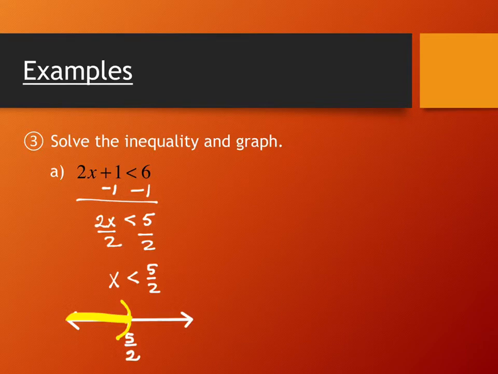Well, it starts on the far left, which means negative infinity. We always put a parenthesis on the infinities. Where does the shading end? 5/2. And will we end with a parenthesis or a bracket? A parenthesis. So that is the corresponding solution in interval notation.